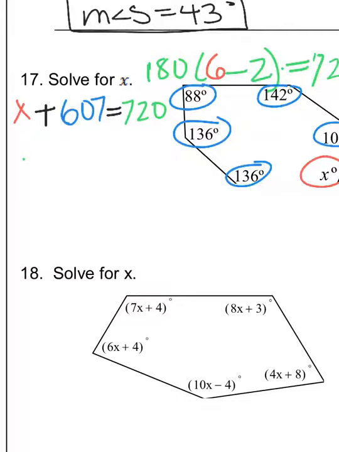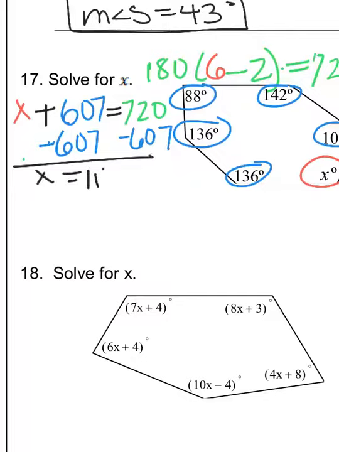To make my life easier, I added up all the blue angles, which I ended up with 607. I added the x so that I could start setting up the equation, and I used my green number from up above, 720. Now, if we subtract the 607, then we'll end up with x equals 113. And that's all they wanted. They wanted us to solve for x. We're done with number 17.